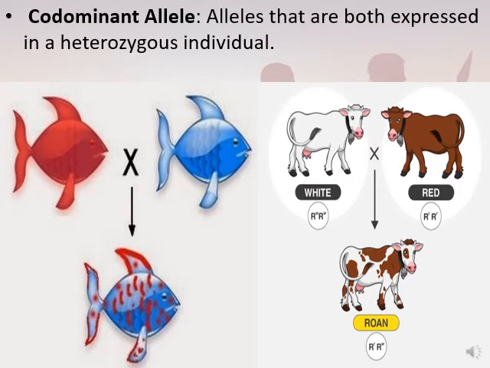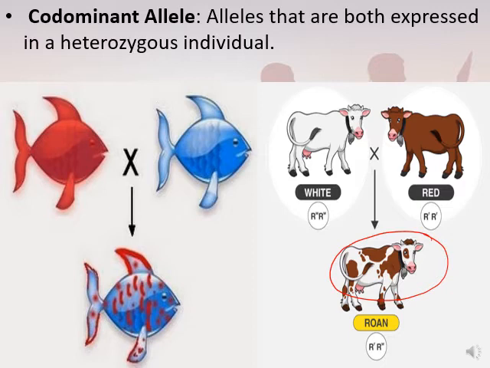They're talking about the case of codominant. Codominant: the alleles that are both expressed in the heterozygous individual. For example, here's the crossing between a blue fish and a red fish. The result is a striated one having blue and red color, whereas for the other one, for example white and red, the crossing will be mixing white and red own color. So this is the case of codominant.